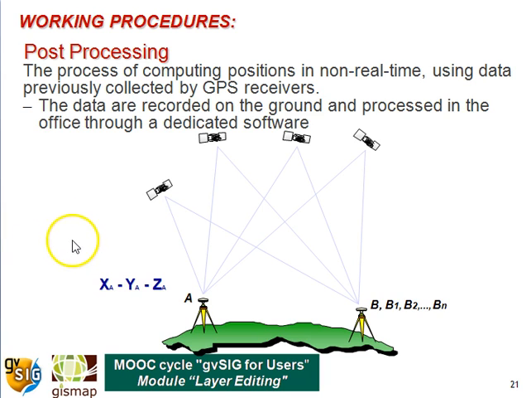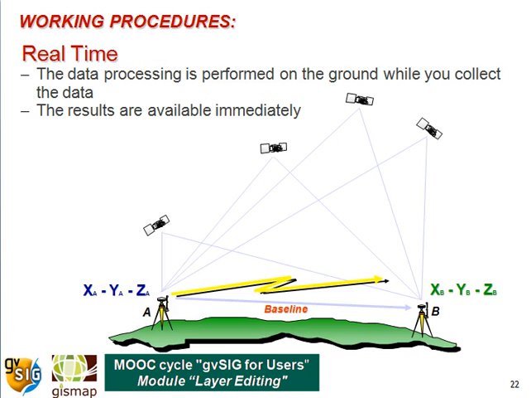I can also work in different ways. I can work in post-processing. I mean, I can compute position not in real time: I record data on the ground and then I process them in the office through dedicated software. So I have no data in real time. Or as well, I can have real-time data, maybe through radio signal or through the web. I can immediately send the collected data to my office or to my computer directly in real time.